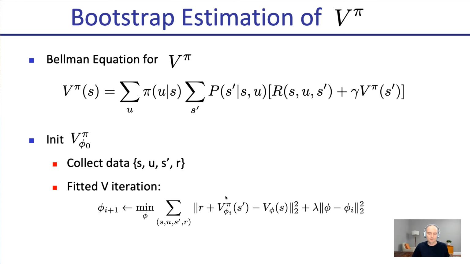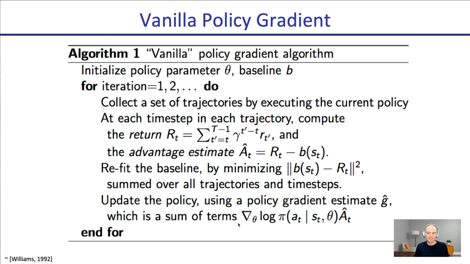So it's a bootstrapped approach to estimating the value function. Then, what does this give us for a full algorithm? This is what some people call a vanilla policy gradient, a simple version of policy gradient. You initialize the policy parameter vector theta, typically the weights in your neural network, and then the baseline B, which often would be a value function of some type, so maybe another neural network, but it could also be something simpler.